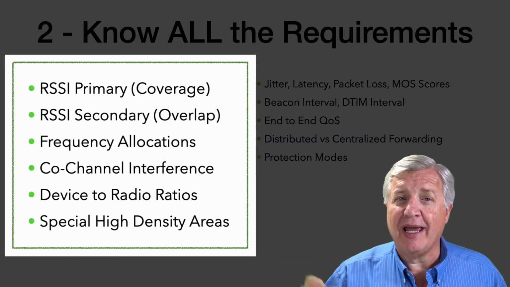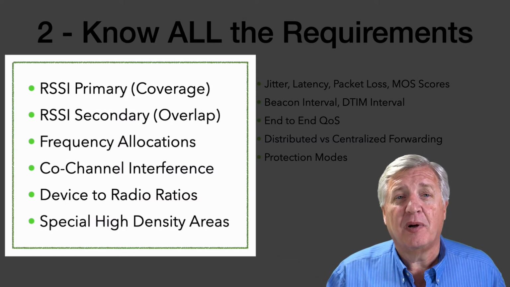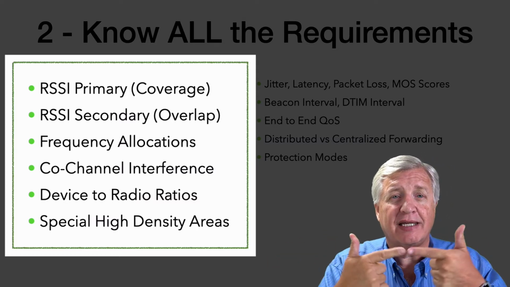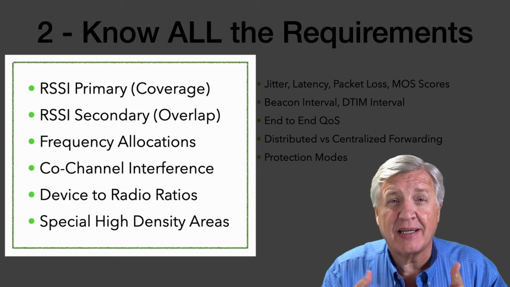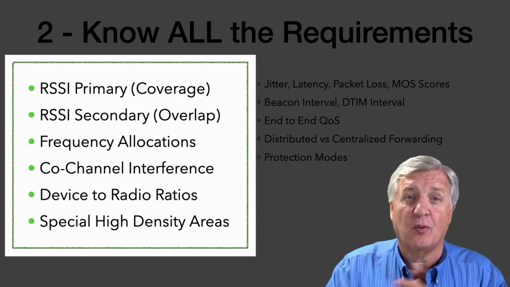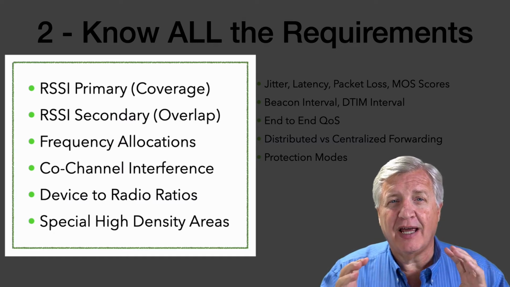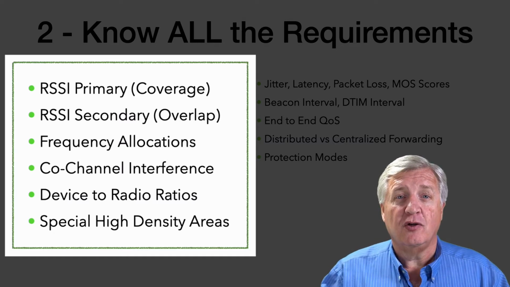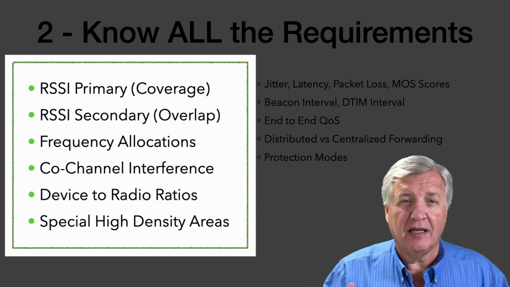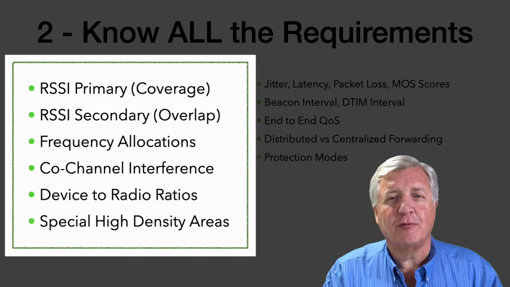I can just throw up AP after AP after AP. But if you have two APs on the same channel and they see each other, you have the capacity of one AP. Actually, a little less than one AP because they're going to be sharing. So co-channel interference, you definitely have to put it as a requirement. You design to it, you validate it, and you make sure it stays as far away from your network as possible.